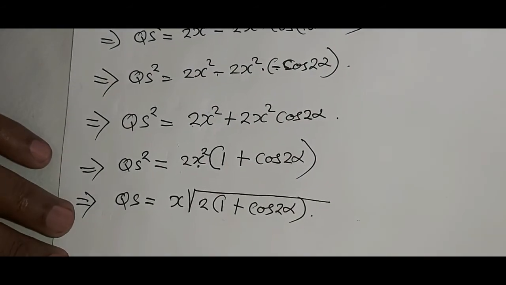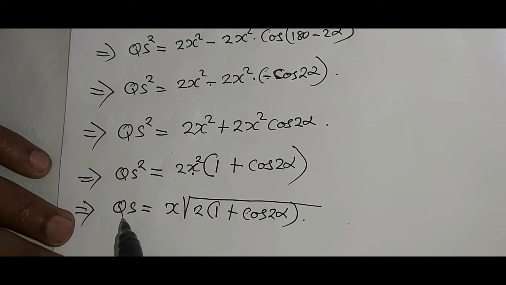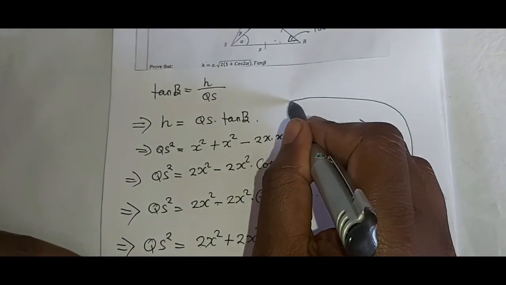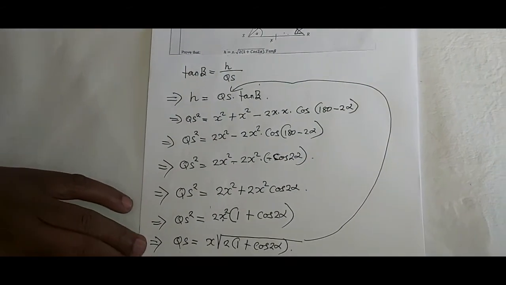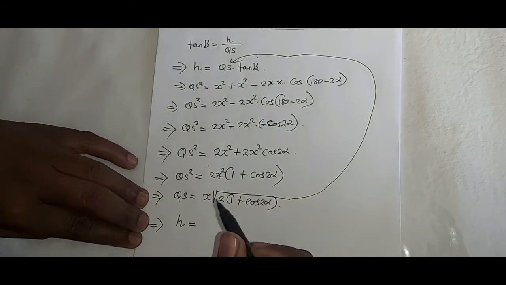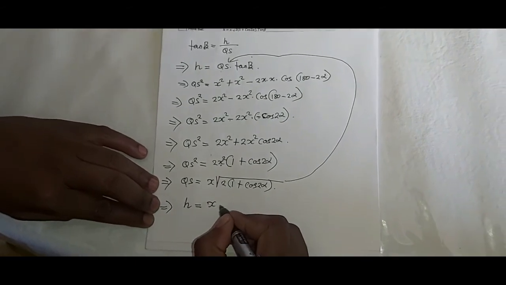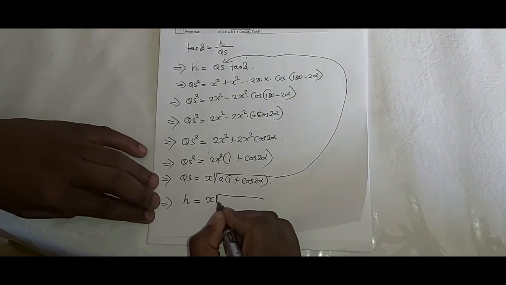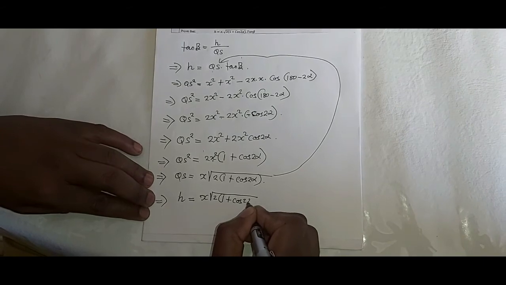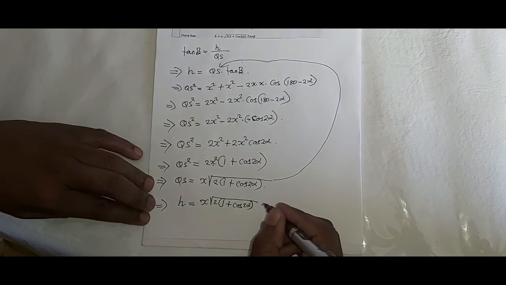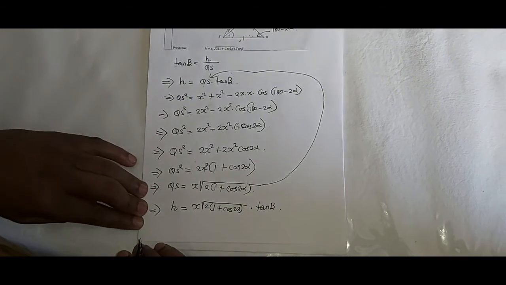Now from there, I must be able to substitute back. That is to say, in place of QS, I write it here where there is QS to be able to find H. Therefore, H will now be equal to QS, which is exactly that. That is, it will be X into the square root of 2 open bracket 1 plus cos of 2 alpha close bracket multiplied by tan of beta. That's how we come up to prove that one.